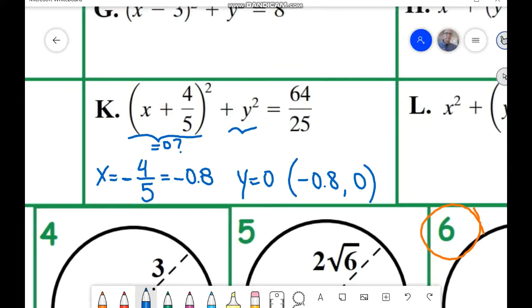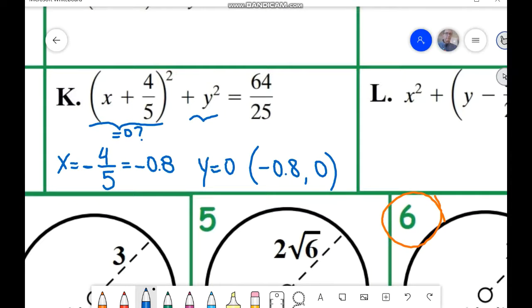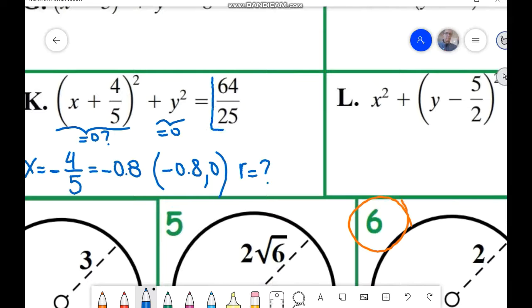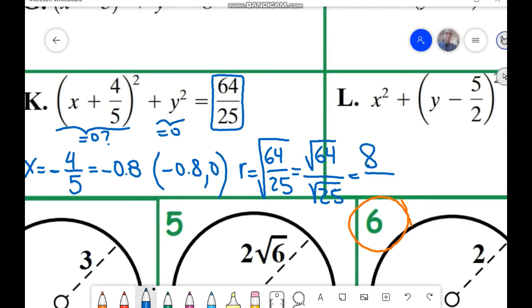Now let's find the radius. The center is negative 0.8 and 0. What about the radius? It's going to be the square root of this thing, the square root of 64 over 25. We can break it down into the square root of 64 over the square root of 25, and this is 8 over 5.